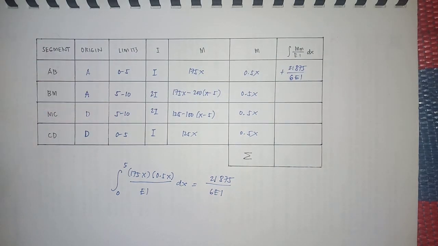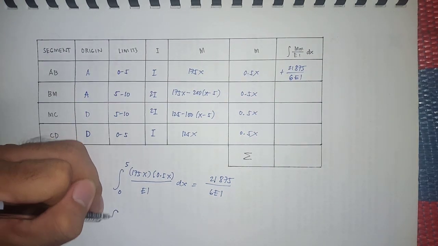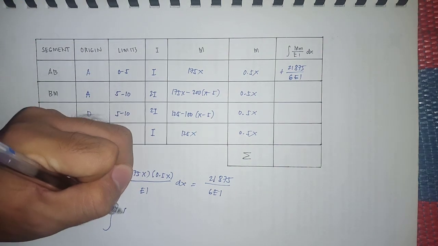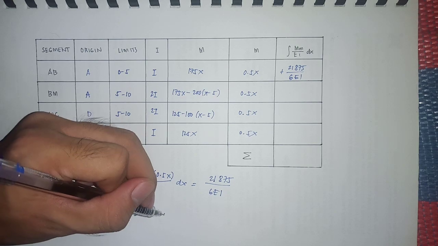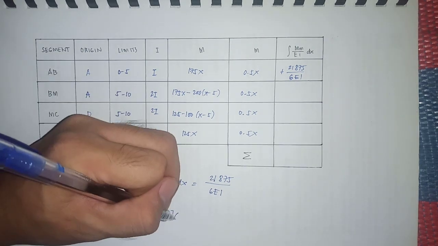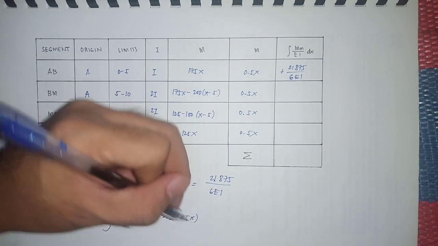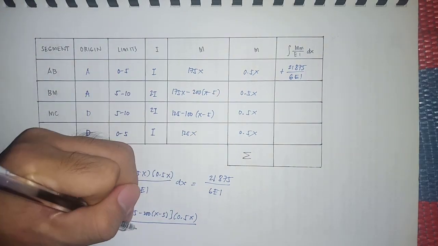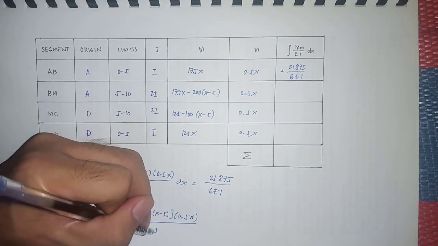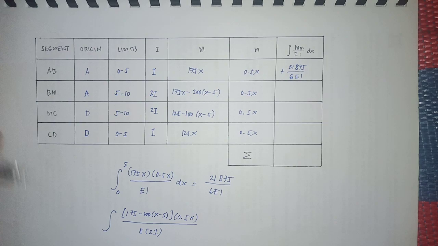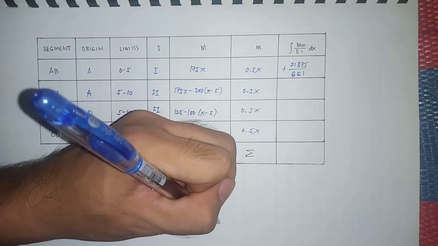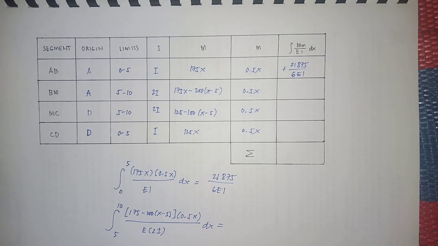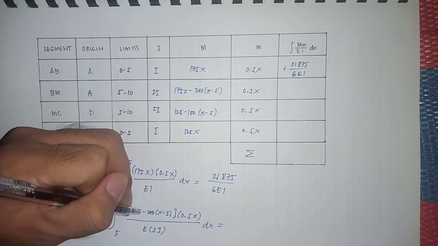Okay, what's next? How about this one? So, this is integral of the quantity 175 minus 200 times the quantity x minus 5 times 0.5x over E times 2I. Okay, take note, 2I ito, no? dx from 5 to 10. And this is equal to what? Okay? Rather, 175x pala to.